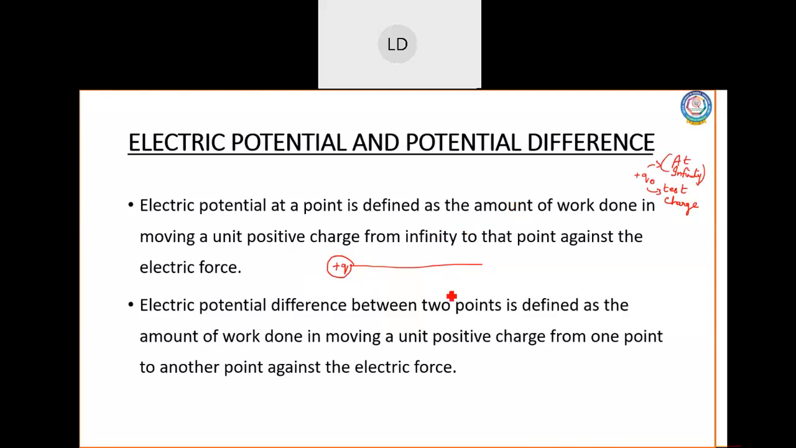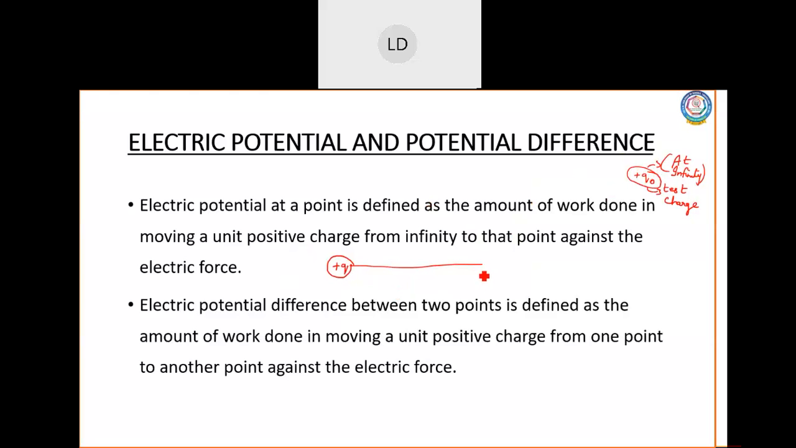Now what I am going to do is bring this test charge, which is at infinity, to somewhere here near the electric field. Now this charge has created an electric field, right? I want to bring this test charge which is at infinity to somewhere here. Now this test charge is also positive. A test charge is always positive. Now the source charge may be positive or negative.